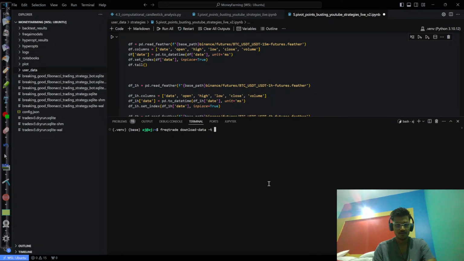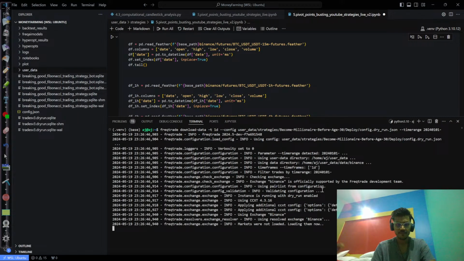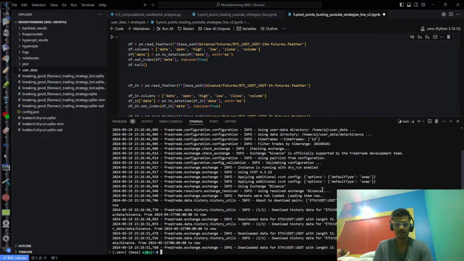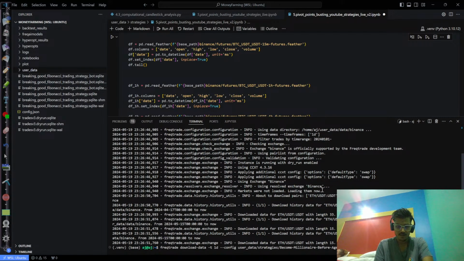One day, user data strategies, deploy, config dry run, and the time range we want is 2024 till now, and I think it's in Ethereum, so let's do it on Ethereum. So I need the 15 minutes time frame, 1 hour, 4 hour, and 1 day. Okay, so I'm gonna go there.